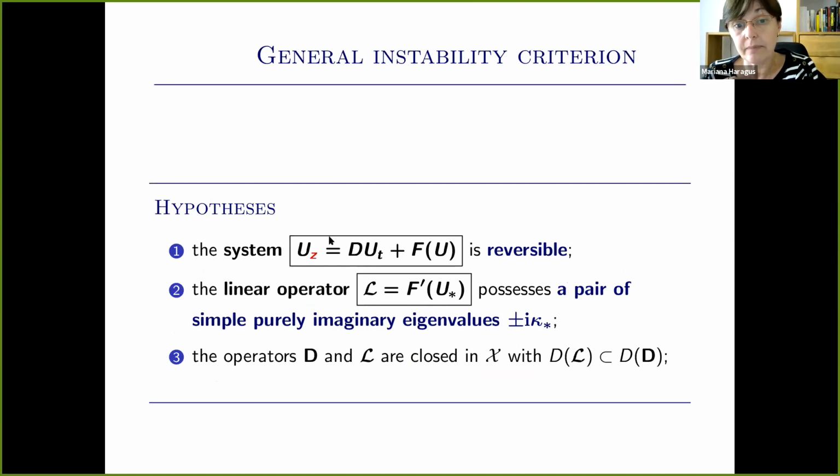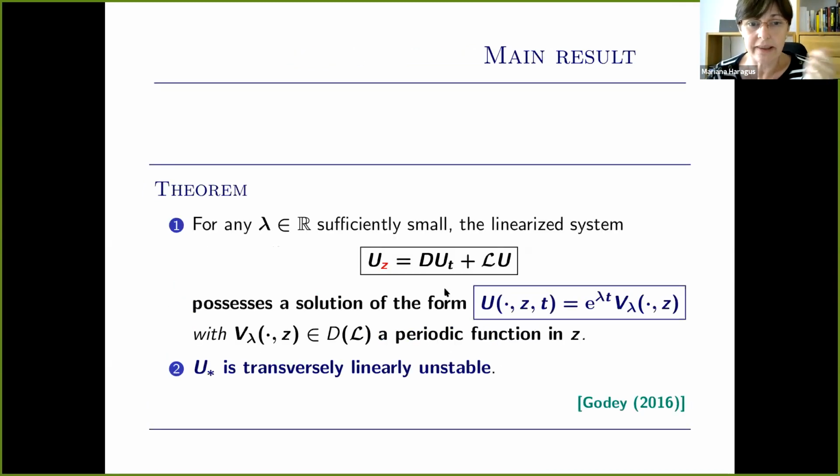First one is that this system is reversible. Alternatively, we can consider a Hamiltonian system. So under the hypothesis that we have a reversible system here, and the main hypothesis that when we linearize around a periodic wave, you obtain a linear operator which possesses a pair of simple, purely imaginary eigenvalues. So this is all. Third hypothesis, it's a technical hypothesis. We need to have well-defined operators. So D and L should be closed in some function space which determines the perturbations. So under these two main hypotheses, plus some technical thing, then the periodic wave U star is transversely linearly unstable.